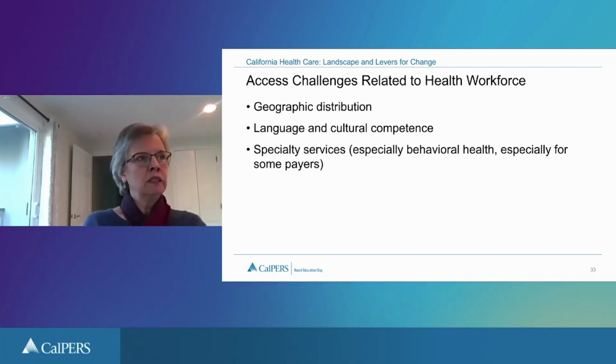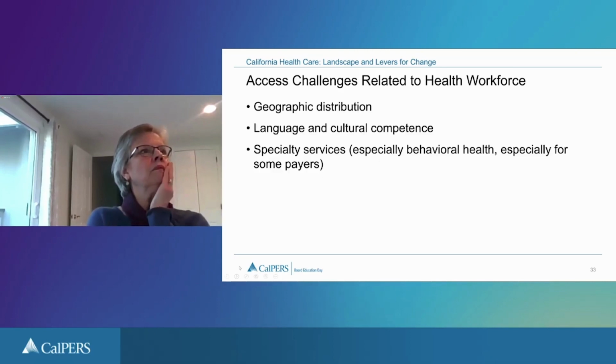Now, compared to enrollees in public programs, CalPERS members have fewer access challenges because CalPERS plans have generally robust networks and provide higher reimbursement levels, as we've previously talked about, than public programs. But you're not completely insulated from the challenges that result from workforce distribution issues, from these geographic issues and these issues of cultural competence and language.